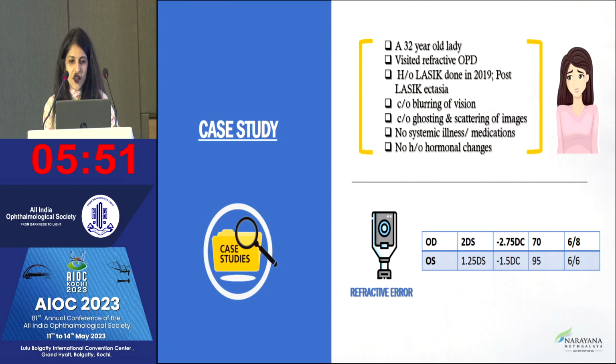This is another study of a 32-year-old lady who presented to us with history of LASIK done in the year 2019 and with a post-LASIK ectasia, complaining of blurring of vision with ghosting and scattering of images. She showed a refractive error of a +2 sphere and a -2.75 cylinder in the right eye and a 1.25 sphere and a -1.5 cylinder in the left eye.